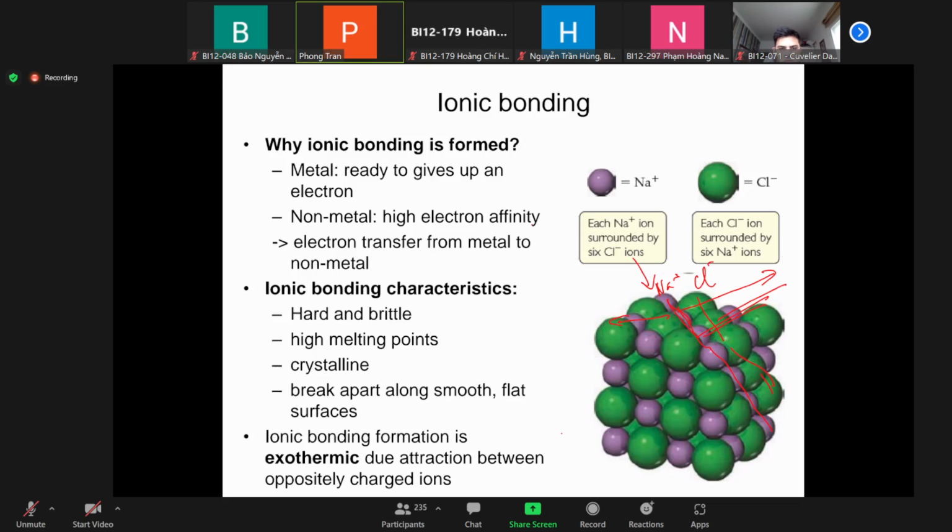Ionic bonding formation is exothermic, as I mentioned, due to the attraction between the positive charge and the negative charge.